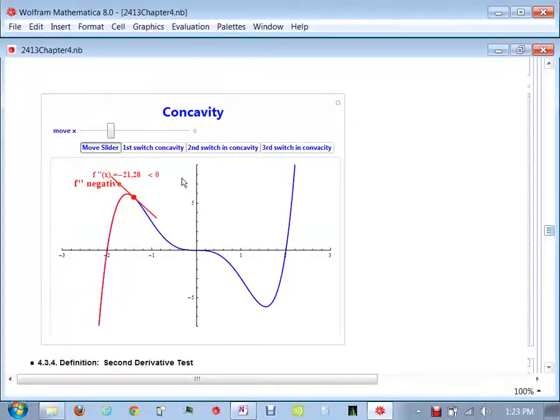So here you can move this out of here. You can switch. Here's the first switching concavity right here. Here we're frowning, concave down, and then right there is where we make the switch. Concave up. So there's our first inflection point. Here's our second inflection point, and here's our third inflection point. Okay? Questions on that?